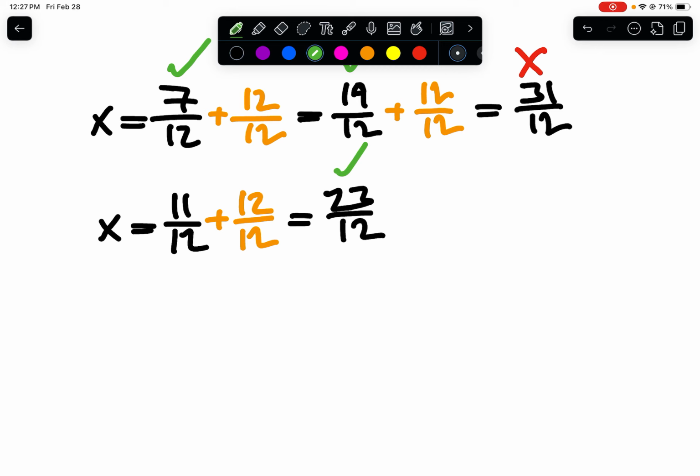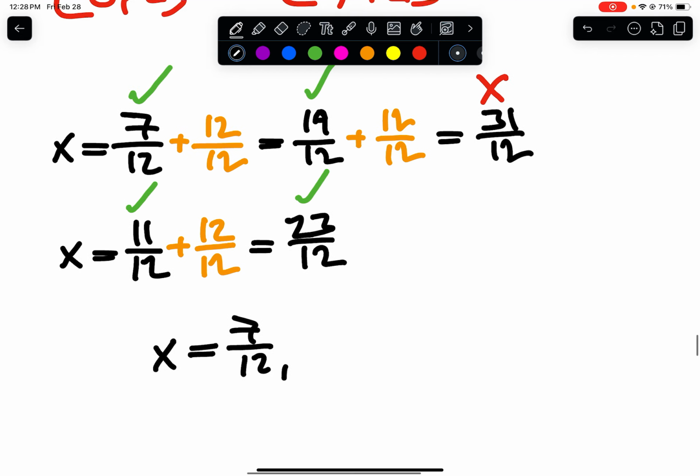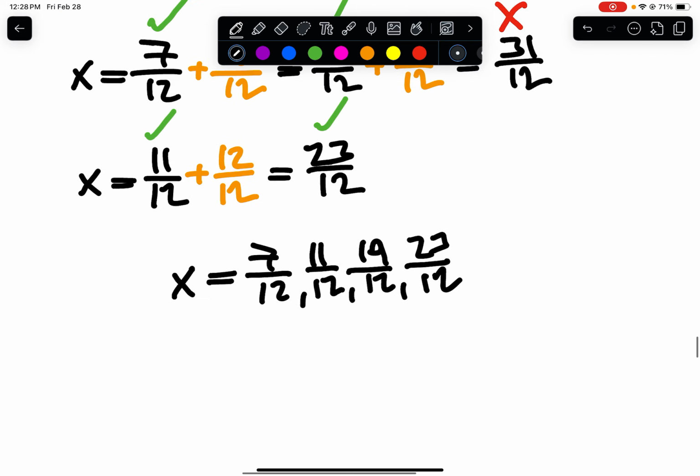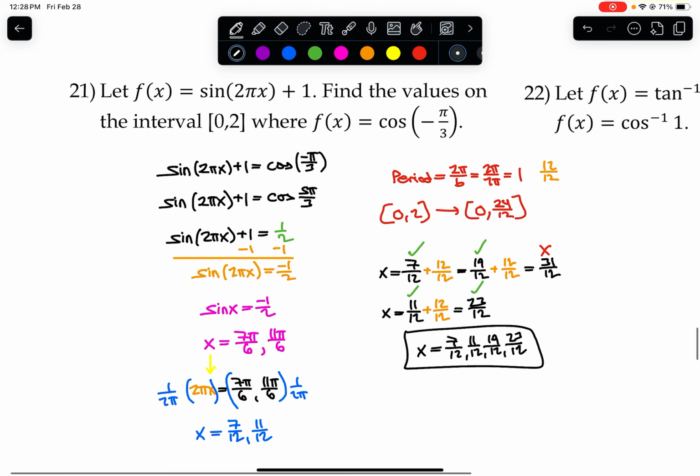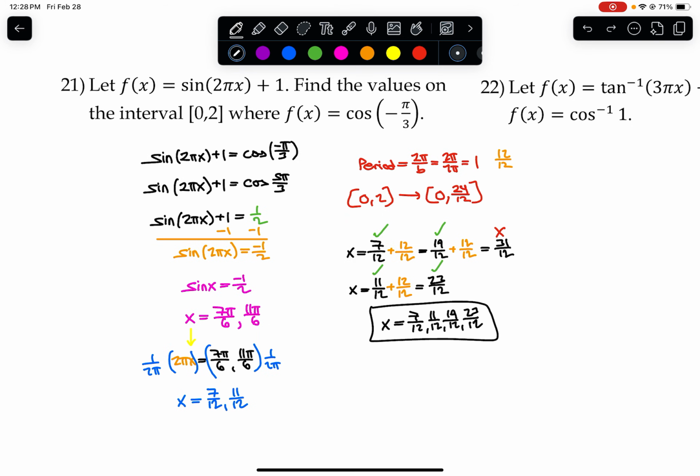So we are going to have these 4 values. My solutions here are 7 over 12, 11 over 12, 19 over 12, and 23 over 12. So be very careful not to write pi. We only want the single interval here, so we're not going to do all possible. So just these 4. I need to go take a fat nap.